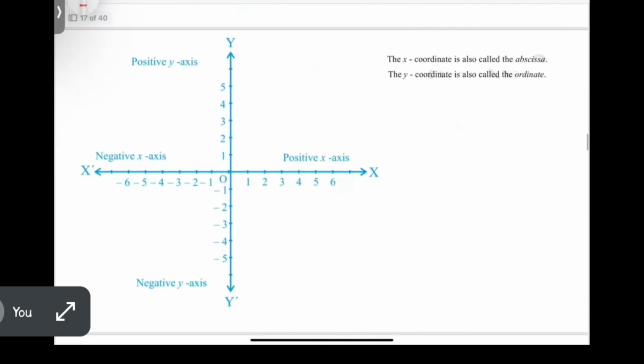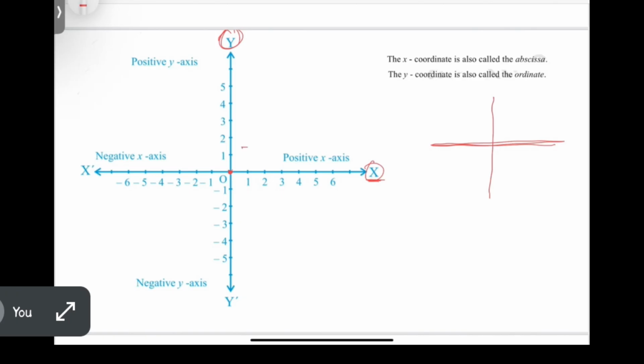So from our lower classes, we know the x-axis means this one, horizontal, we call it the x-axis, and the vertical one, we call it the y-axis. So this is the x-axis and this is the y-axis. And the middle point, we call this point the origin, okay? This point, we call it the origin.